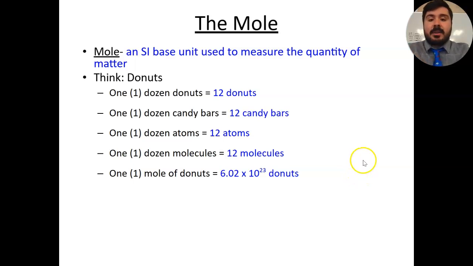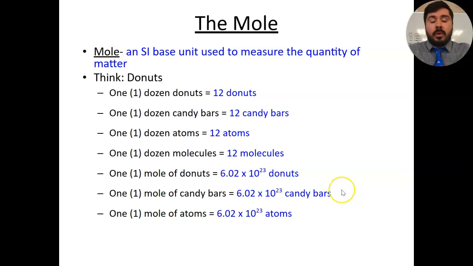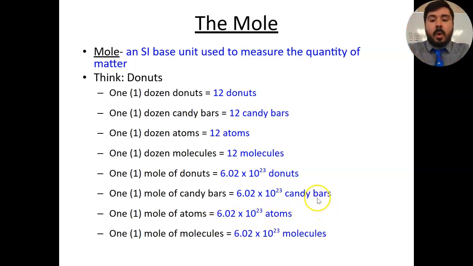But let's see it again in the form of another unit equality. If I have 1 mole of candy bars, it's still the same number of candy bars. It's just talking about candy bars instead of donuts. 6.02 times 10 to the 23rd candy bars. If I have 1 mole of atoms, it's still the same number of atoms. 6.02 times 10 to the 23rd atoms, right? Just by saying that word mole, it is the implication that the number we're referring to is 6.02 times 10 to the 23rd. And if I have 1 mole of molecules, it's the same thing, the same number, 6.02 times 10 to the 23rd molecules here. Okay, I get it. It's kind of a wacky concept to think about, but it's one we'll talk more about in class when I see you.